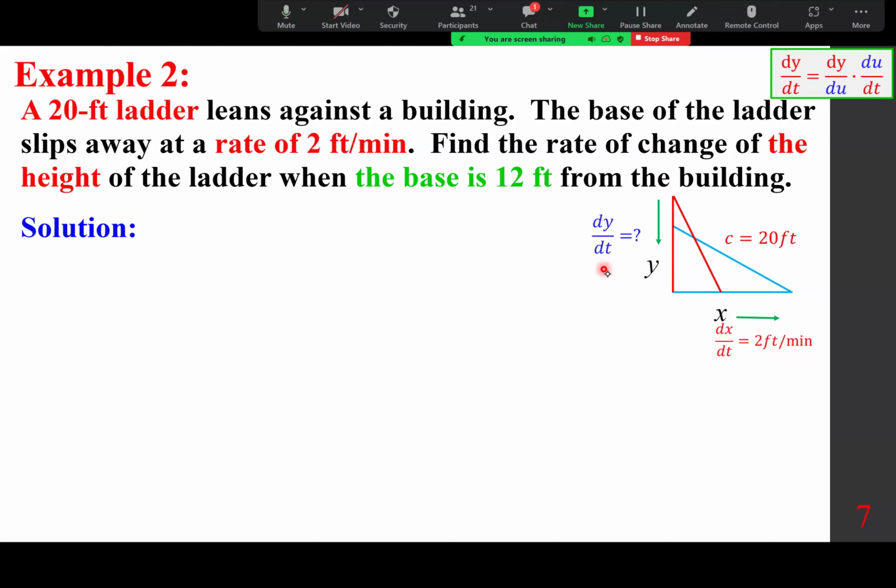We want to find that. So that's the setting. We're going to read this one more time. So that means this is c equals 20. That means dx/dt is 2 feet per minute. And that means a squared plus b squared is c squared, the Pythagorean theorem.